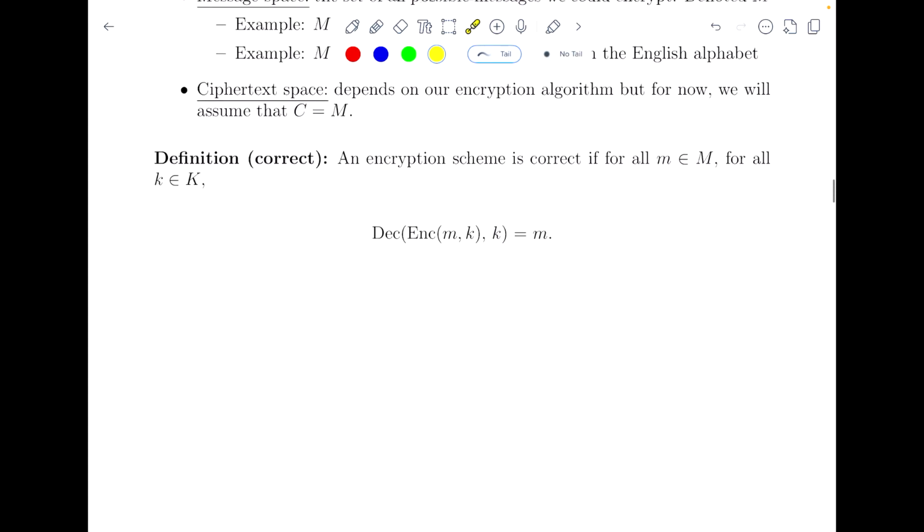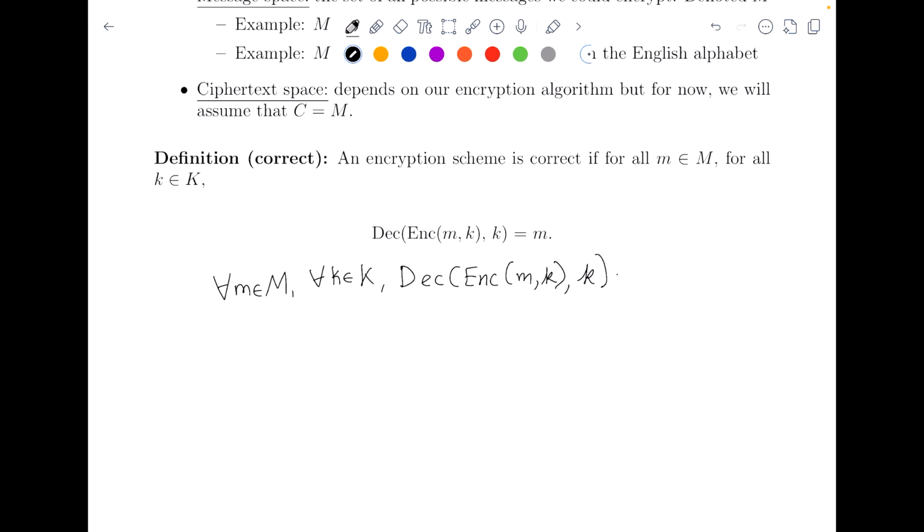Now that I've defined this notation, the nice thing is I now have a definition of what it formally means for an encryption scheme to be correct. An encryption scheme is correct if for all M and for all K in K, the decryption of the encryption of M under K with that same K gives me back the original M. So in other words, for all M in M, for all K in K, decrypt of encrypt of M, K, which is going to give me some ciphertext, with that same key is going to give me back the original message.